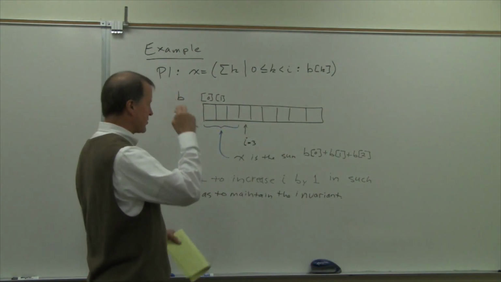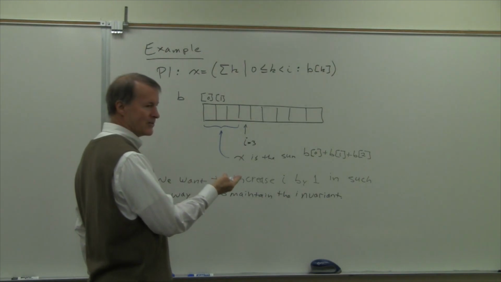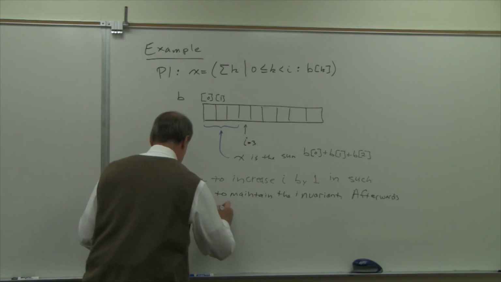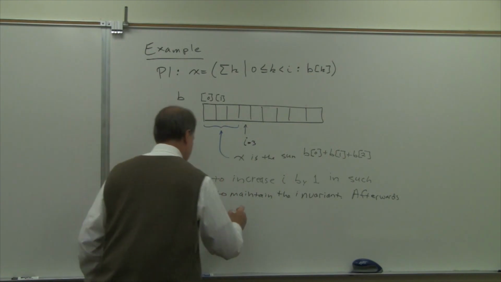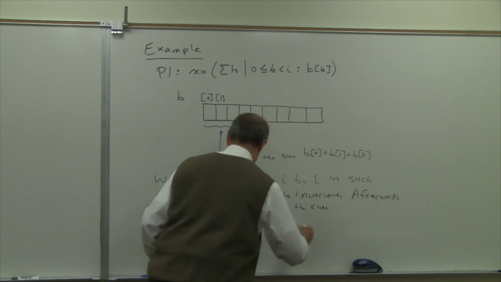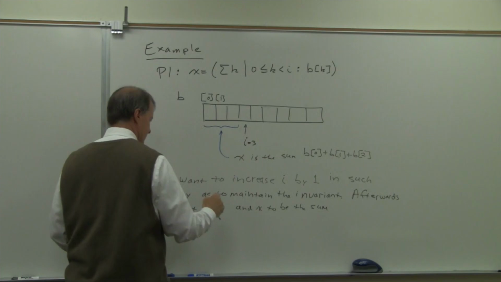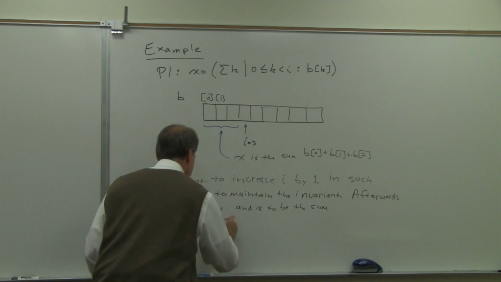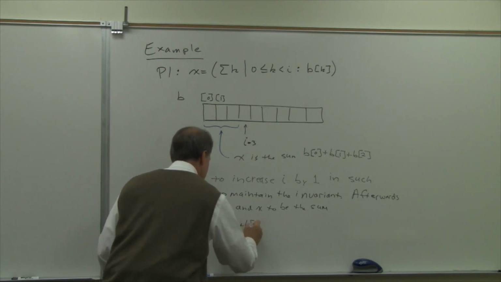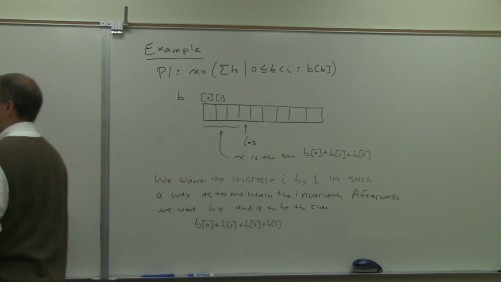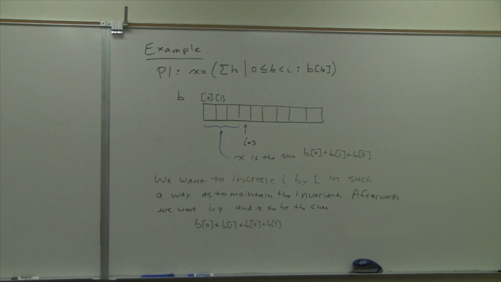So afterwards, what do we want? We want I to have what value? We want I equals 4 and x to be the sum b sub 0 plus b sub 1 plus b sub 2 plus b sub 3. This is going to be the invariant. Okay? So now, here's our problem. Here is how we would write the program with the precondition and postcondition to do this.